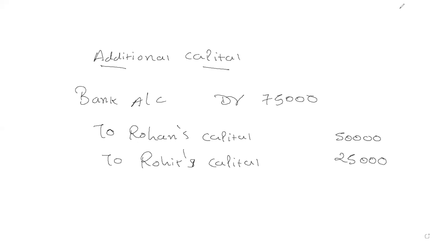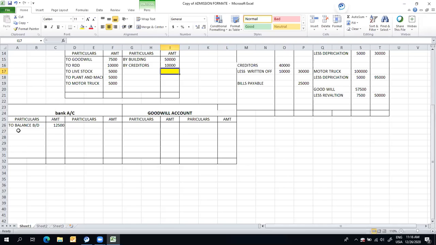Now we will transfer this journal entry into our ledger. Bank account debit. Okay, बैंक अकाउंट डेबिट. तो कैसे आएगा बेटा बताओ? So go to the bank account debit side and write to Rohan capital and to Rohit capital. Is that clear? 50,000 and 25,000. Right? Yeah.